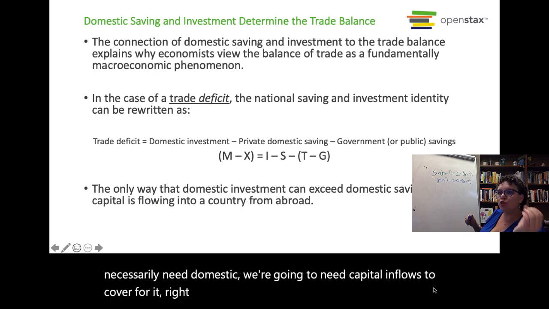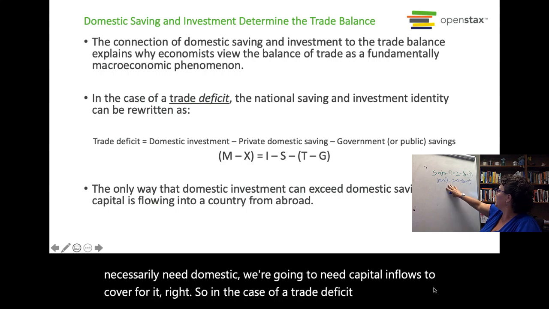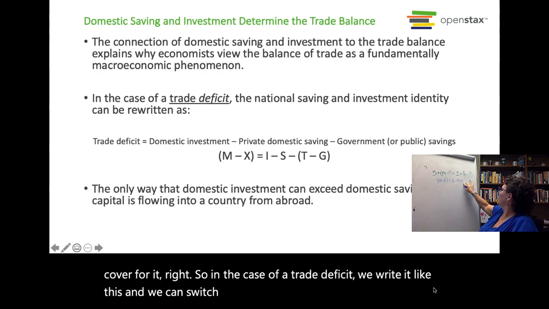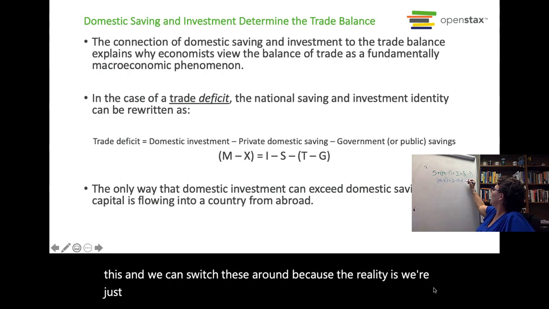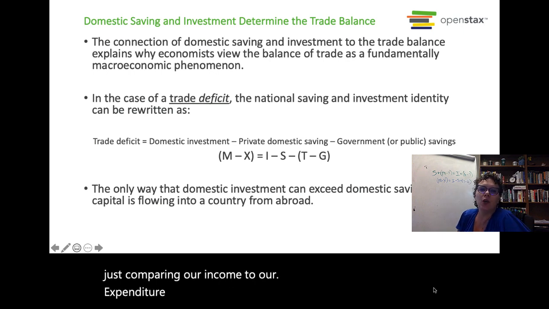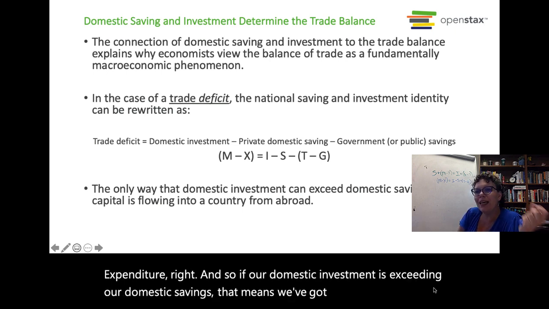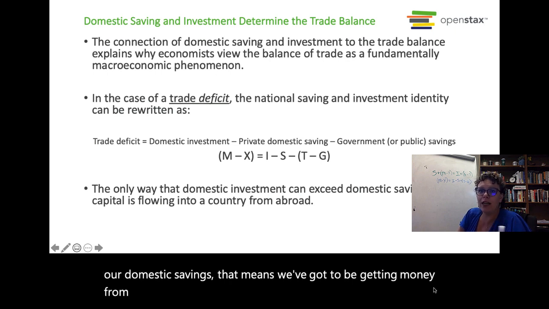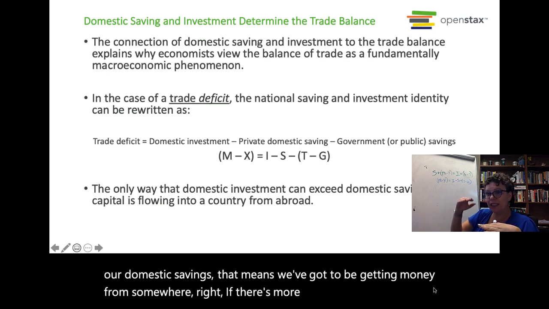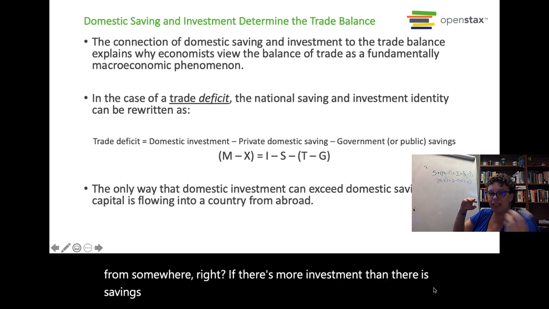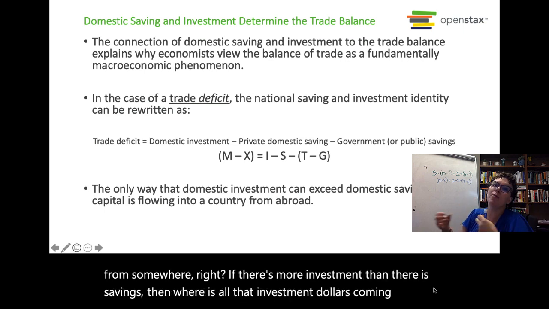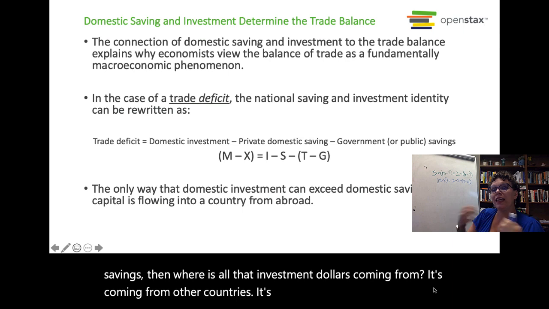So in the case of a trade deficit, we write it like this, and we can switch these around because the reality is we're just comparing our income to our expenditure, right? And so if our domestic investment is exceeding our domestic savings, that means we've got to be getting money from somewhere, right? If there's more investment than there is savings, then where are all those investment dollars coming from? It's coming from other countries. It's coming from capital inflows, money coming from other countries.